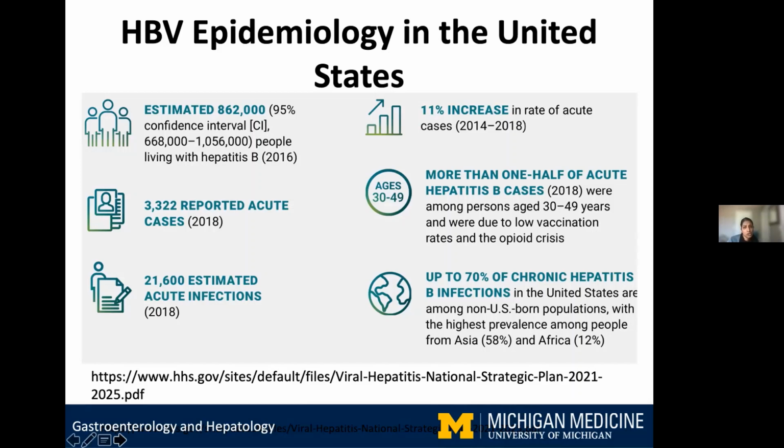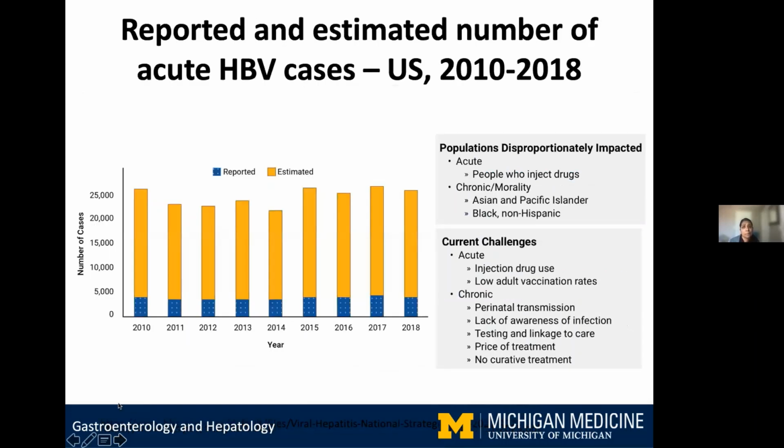So the great shoulder of this burden of hepatitis B infection in the United States is still in our immigrant and select immigrant populations where Hep B infection is much higher. So this just shows you the reported and estimated cases to the CDC in terms of Hep B cases over the last 8-year period between 2010 and 2018.